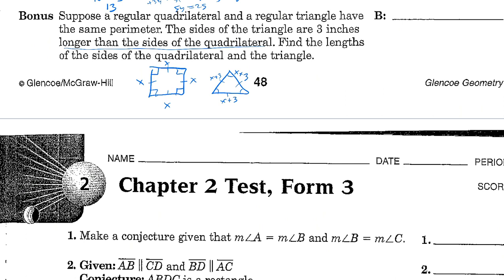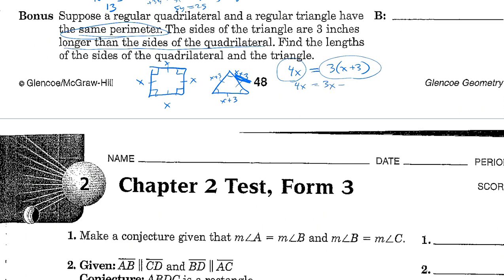Oh, so we just add up the perimeter of the square, that's 4x, and it says they have the same perimeter, so that's the same as 3 times x plus 3. So just the perimeter of the square, the perimeter of this, and what we knew was each of these sides is 3 longer than the sides of the quadrilateral. So we just solve now.